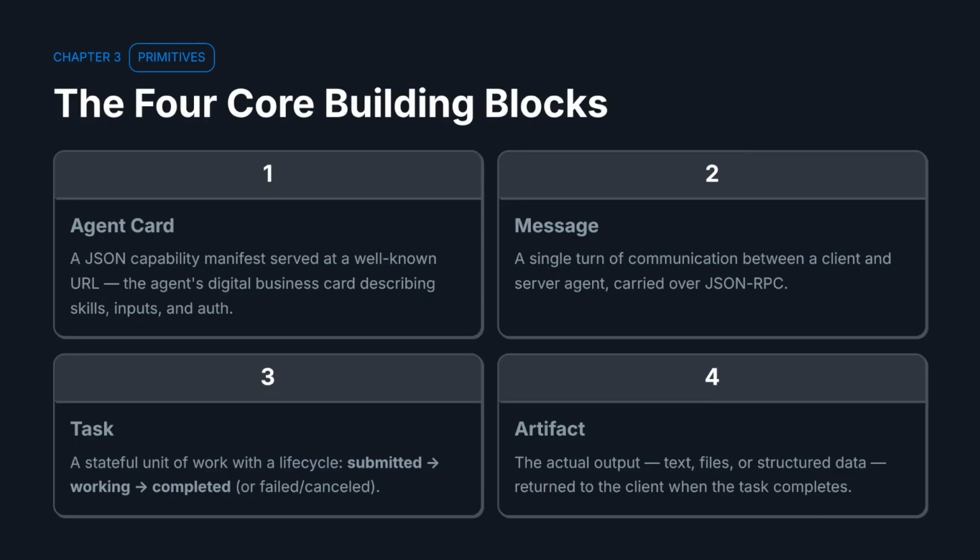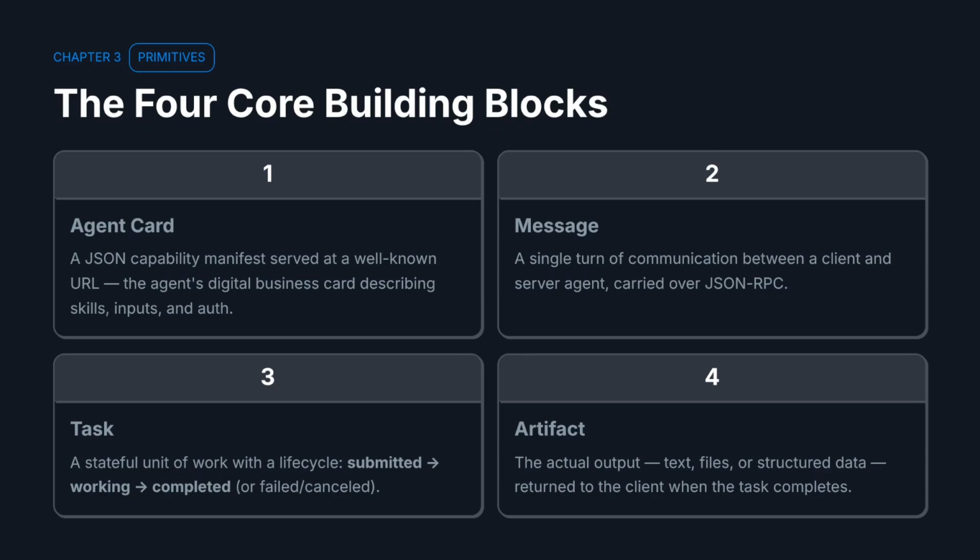A2A has 4 core building blocks you need to know. First is the agent card. It's a JSON document served at a well-known URL that describes what an agent can do, what input it accepts, and how to authenticate. Think of it as a digital business card. Second is the message, which represents a single turn of communication between a client and a server agent.